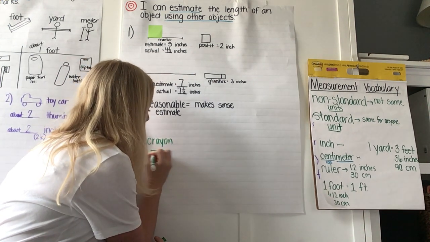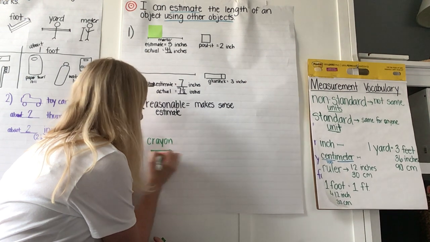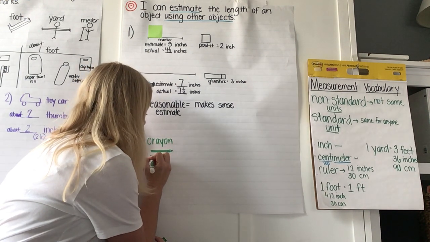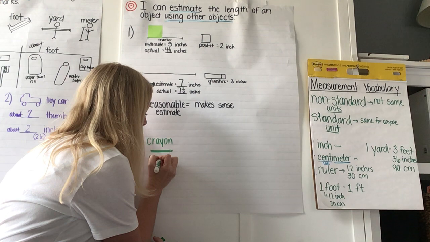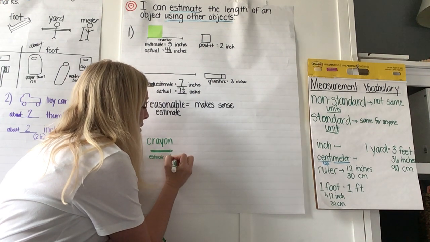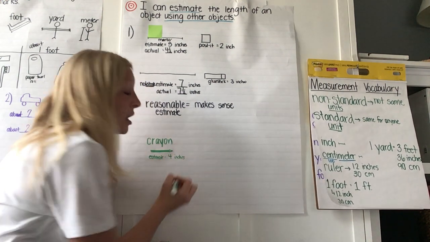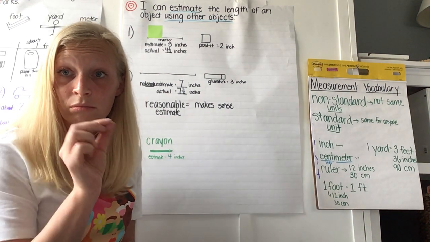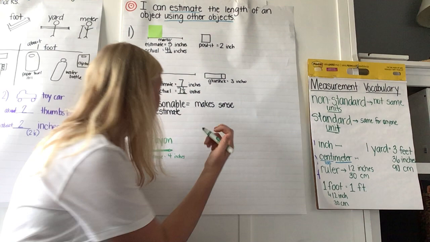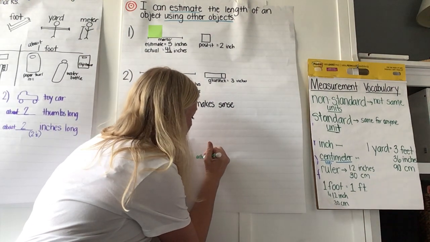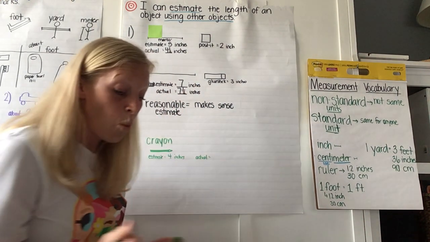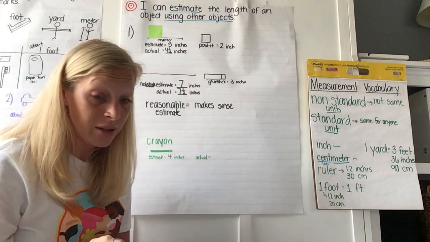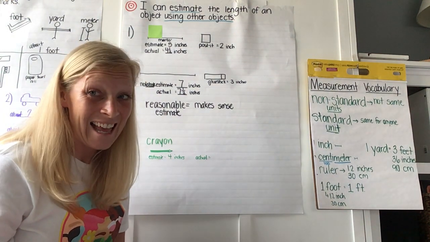Crayon, zoop, zoop, zoop. Pointy crayon. Estimate, 4 inches. Then he measured it. And his actual measurement, he said, the actual was, are you ready for this? 10 inches.